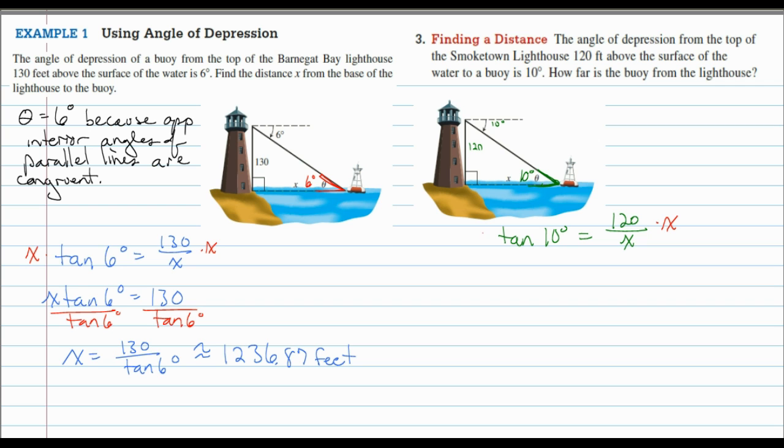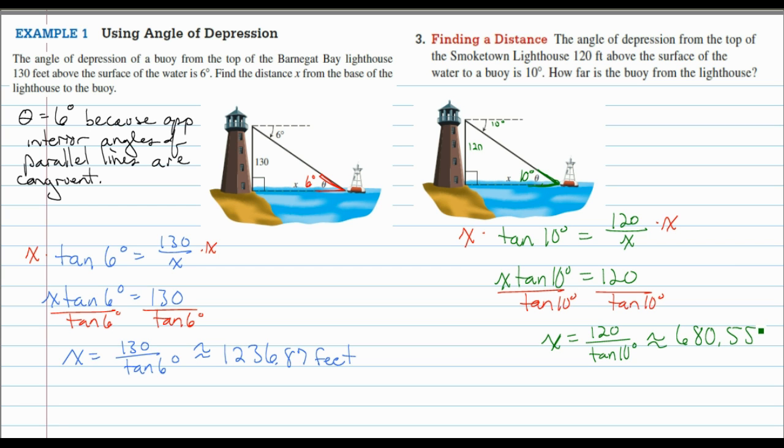Multiply both sides by x. X times tangent of 10 degrees is 120. Divide both sides by tangent. And I get x equals, again making sure to be in degree mode, 120 divided by tangent of 10 degrees. And in my calculator, that's about 680.55 feet. It is going to be shorter.